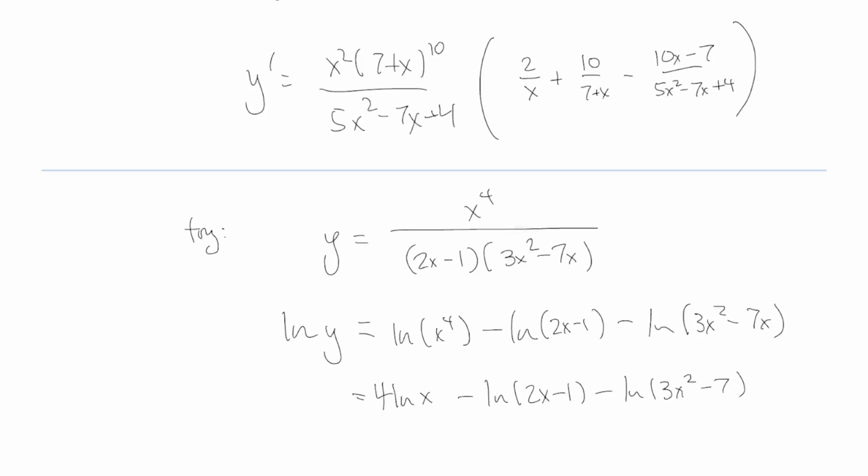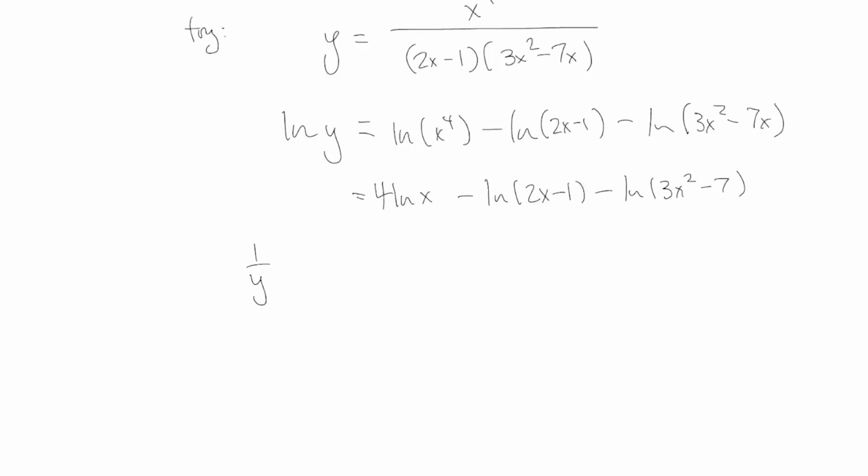All right, anyway, now I'm going to do the derivative on both sides. I get 1 over y times y prime on the left, and here my derivatives look like 4 over x, 2 over 2x minus 1. That's the chain rule, right? 2x minus 1 goes into the denominator, and then I have to multiply times the derivative of the inside, which is 2. That's why I put a 2 there. And then the last one is going to be 6x over, sorry, I forgot this x here. There should be an x there. That was a typo. 6x minus 7 over 3x squared minus 7x. All right, that's the derivative of that last one.